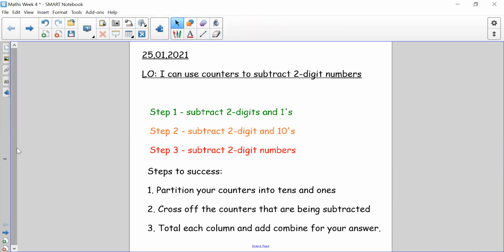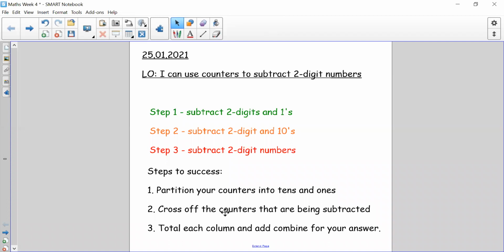We need to make sure we are following our steps very carefully to make sure that we are working systematically and accurately. So as mathematicians, we need to be very, very accurate. Our step 1 today is to make sure that our counters are partitioned into tens and ones. So all our tens are in one column and our ones are in another column.